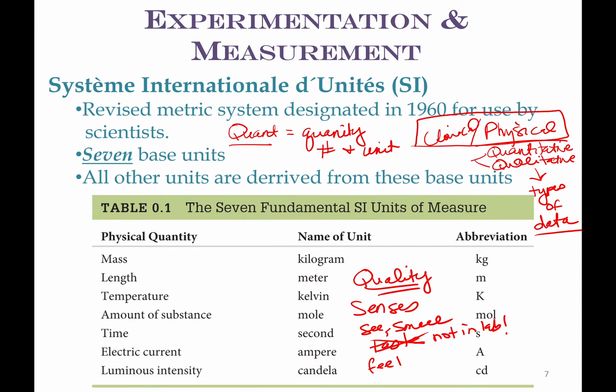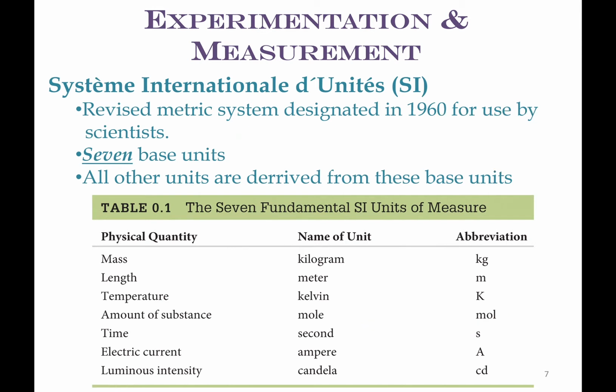Quantitative data is going to be those sets of data that we get that have a number. So when we have quantitative data, we need to have some way to measure each type of unit, and each type of quantity is going to have a unit, and what units we use are determined by what system of units we're using. Now there is an international system of units, which is a revised metric system. This was designated in 1960 for use by scientists. This is what we mostly use.